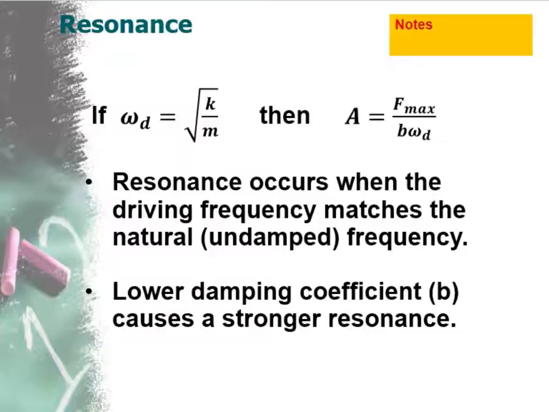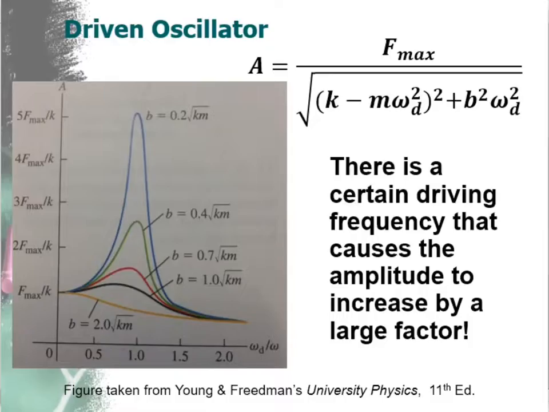Now, one thing I want to say about that before I get to my second point here. Where does this simple thing come from, when what we had before was such a complicated function? I'm going to back up to that more complicated function here. So this thing becomes that much simpler form. It just becomes F max over b times omega d.